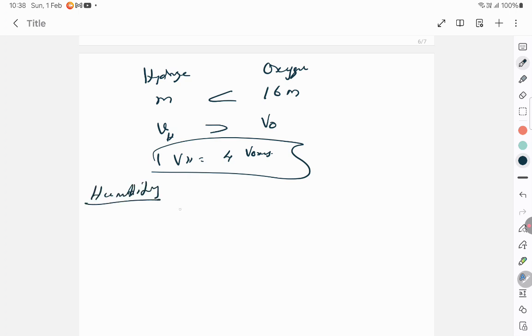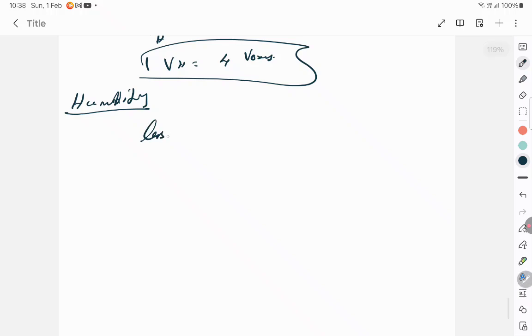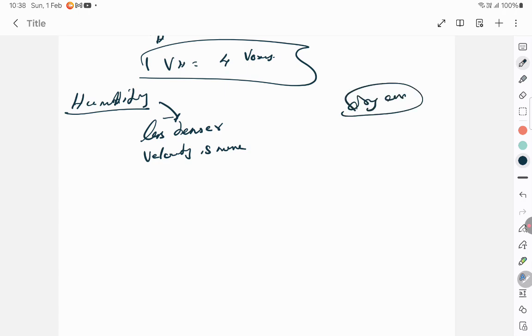Humidity. Humidity means there is water vapor in the atmosphere. The presence of water vapor in the atmosphere makes the air less dense. Less dense means velocity is more. So you know that when compared to dry air versus humid air, humid air is less dense and so velocity is more. So if humidity is more, the velocity will be more. Humidity and velocity are directly proportional. Next, let's compare with the temperature.